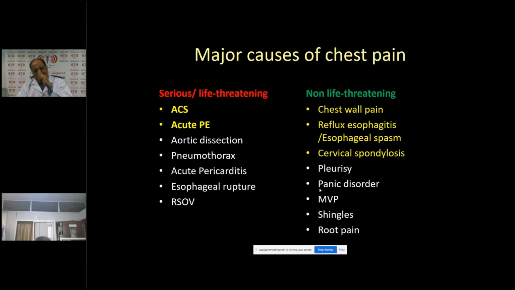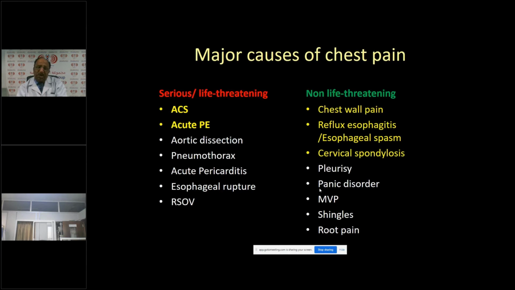Now, causes of chest pain could be either serious or life-threatening or non-life-threatening. Just like any other symptoms on the body, a particular symptom can be very trivial and of no consequence, or it may be even life-threatening. Chest pain is no different. It may be an acute coronary syndrome or acute PE, which are the commonest serious conditions, but it could be dissection, pneumothorax, pericarditis, or other rare conditions. Whereas non-life-threatening, the most common would be chest wall pain or GERD, cervical spondylosis. These are the three which constitute more than 95% of non-life-threatening, non-cardiac chest pains.